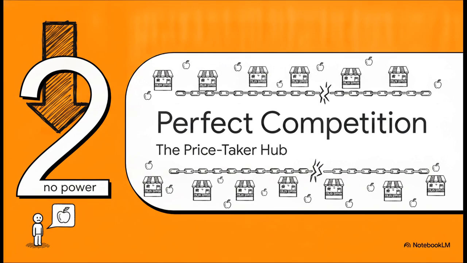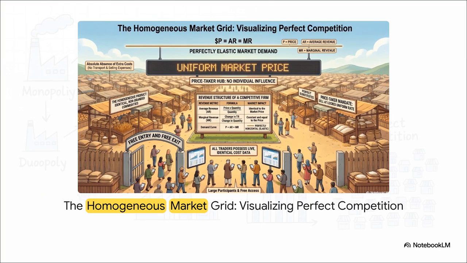Section 2, Perfect Competition Explained. Let's see how this definition builds out our first extreme on the spectrum, where the seller has literally zero power. Welcome to the ultimate price taker hub, which is perfect competition. Imagine a market where absolutely everything is identical. Everyone has the exact same cost data, and they are selling completely homogeneous, identical products. Because there's zero variation, sellers are forced to just accept a single, uniform market price. Not a single individual seller has the power to budge that number even a cent.